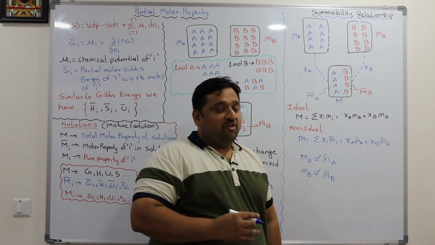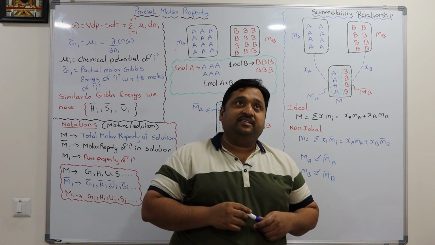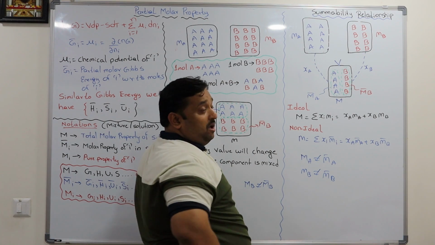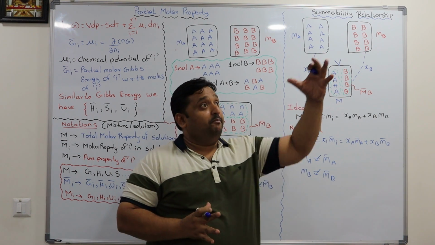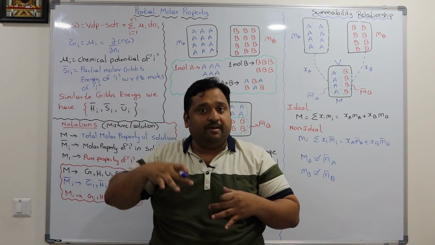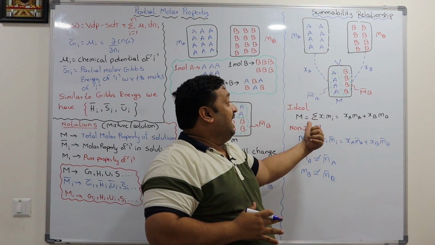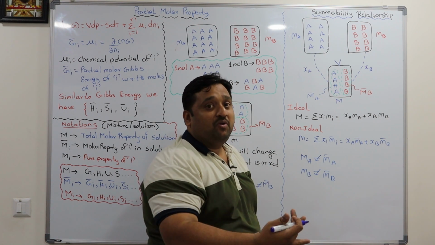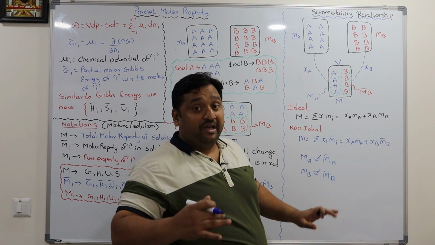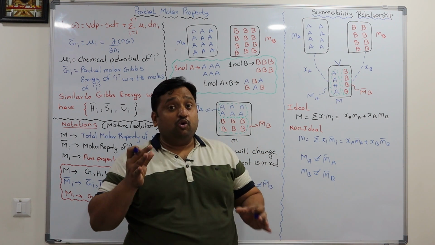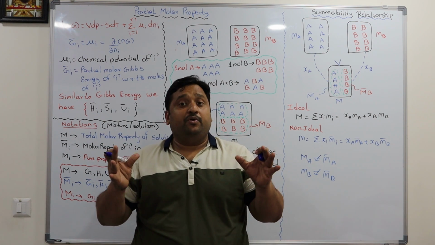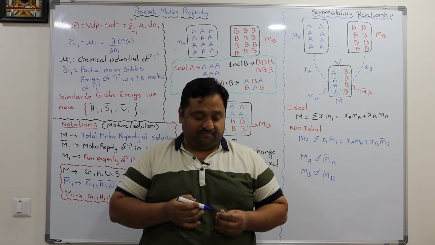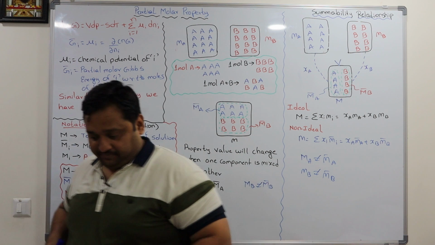So let us see one example. In the example, we are calculating the molar volume of the mixture if I mix certain amount of A and certain amount of B. In the ideal case, what is the molar volume of the mixture? In the non-ideal case, what is the molar volume of the mixture? That is what we are going to see in the example. So you can get the concept of partial molar property within one lecture itself. Okay, let us see.